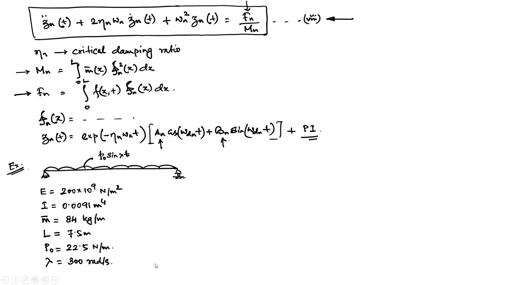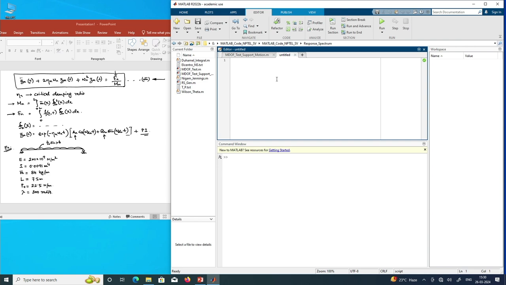So, let us solve it. What we do, we write the main file. So, let us define the values. E is equal to 200 E 9, then I is equal to 0.0091, then M is equal to 84, L is equal to 7.5 meter, then P 0 is equal to 22.5, and then lambda is equal to 300 radian per second. So, that is the problem statement, and then we are going to solve it.